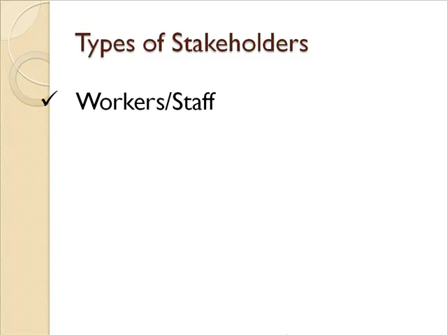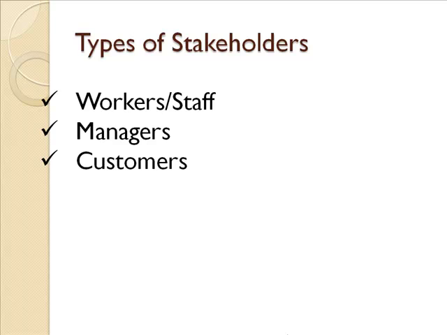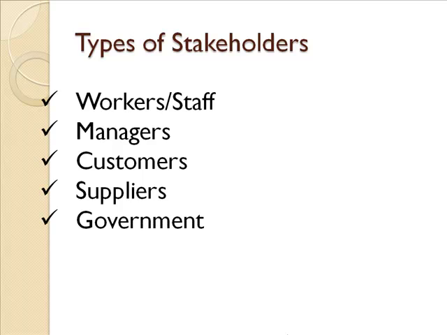So the first group of people can be workers or staff. These people obviously have an interest in the business. You've got managers. Again, they're part of the workers or staff, but they're a different type of worker, and again, they have an interest in a business. You've got customers. Of course, they're important and they have an interest in the business. Suppliers, they supply goods to a business, so they're obviously interested in the business. You've got the government, and you've got the local community.